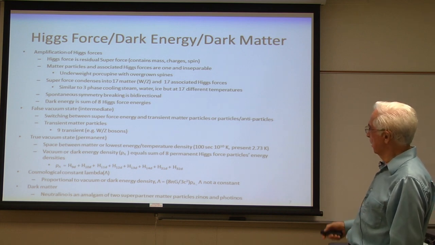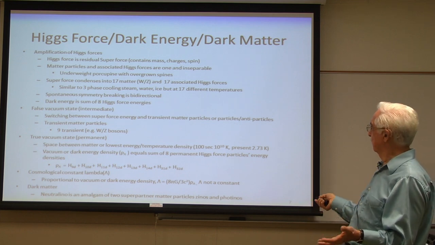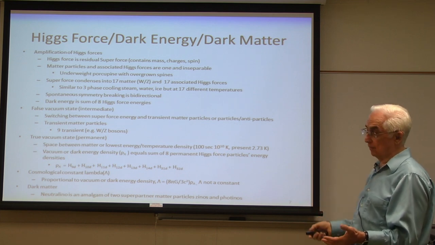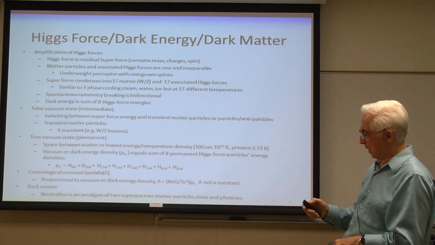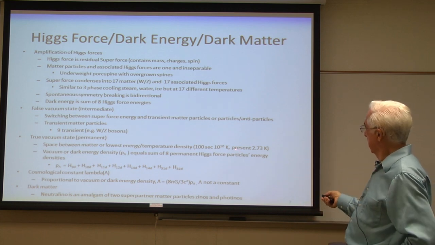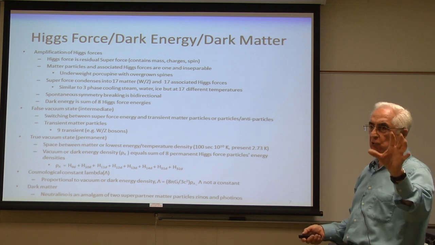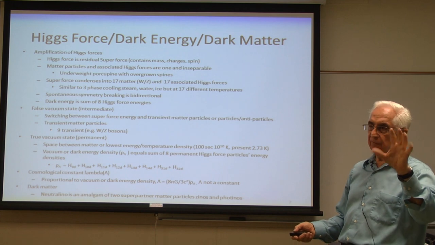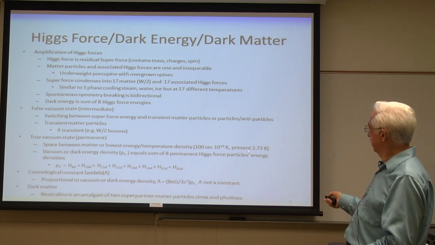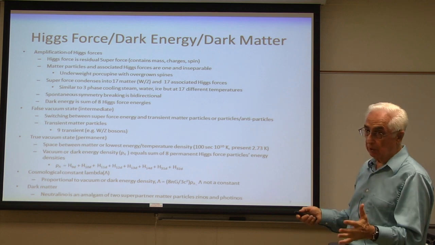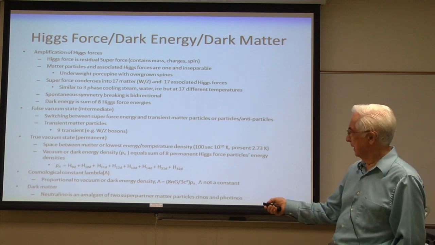When our universe was 100 seconds old, everything in the universe had a uniform temperature of 10 to the 10th degree Kelvin. That is all the matter particles and the Higgs forces between the matter particles. At the present time, the matter particles have lumped together into stars, galaxies, and filaments, and they're at a fairly high temperature, whereas the space between them is almost at 0 degrees, it's at 2.73 degrees Kelvin.